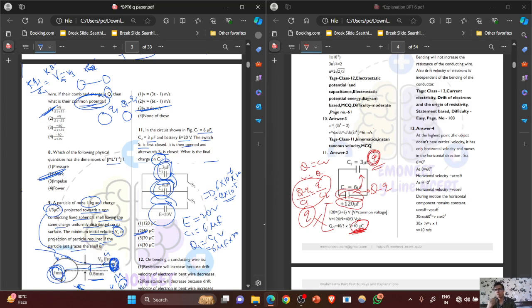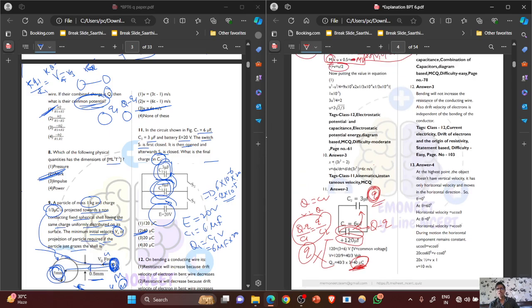But I told you the whole explanation of how to solve the question. First, it will charge capacitor 1. Once it gets completely charged, then capacitor 1 will charge capacitor 2, and it will charge up to the time when there is equipotential between C1 and C2.